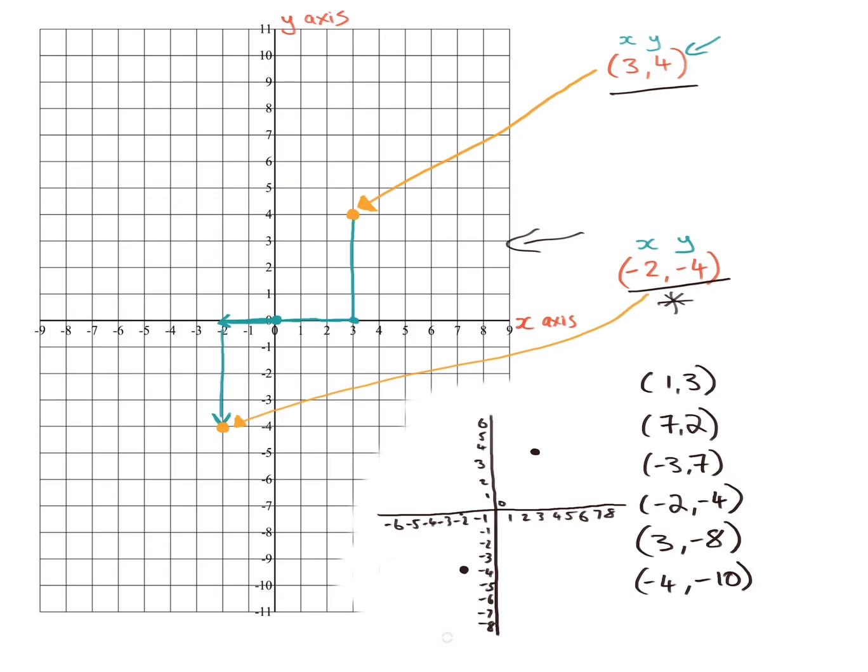So that's your homework, to plot these points and to send me a picture when you have an XY axis with all of these points. And you can label them A, B, C, D, E, and F.